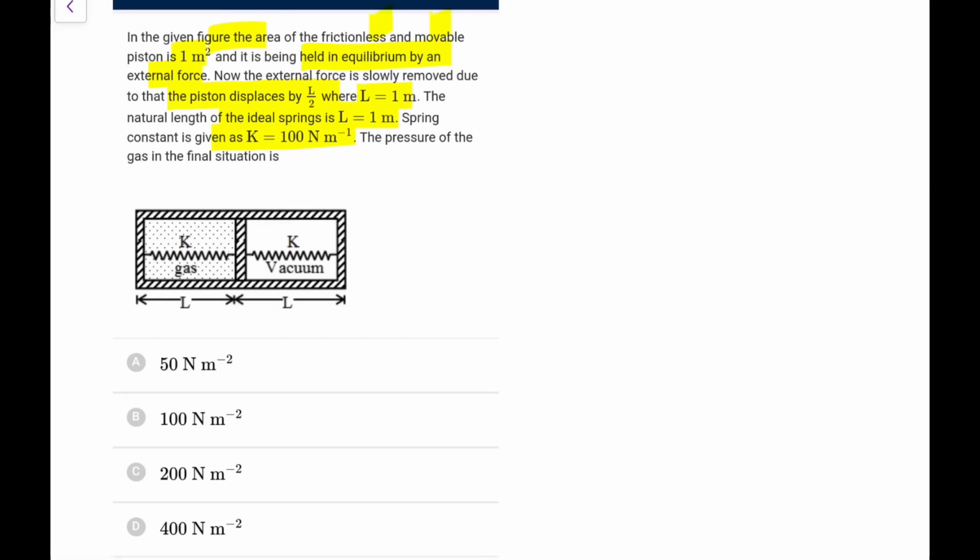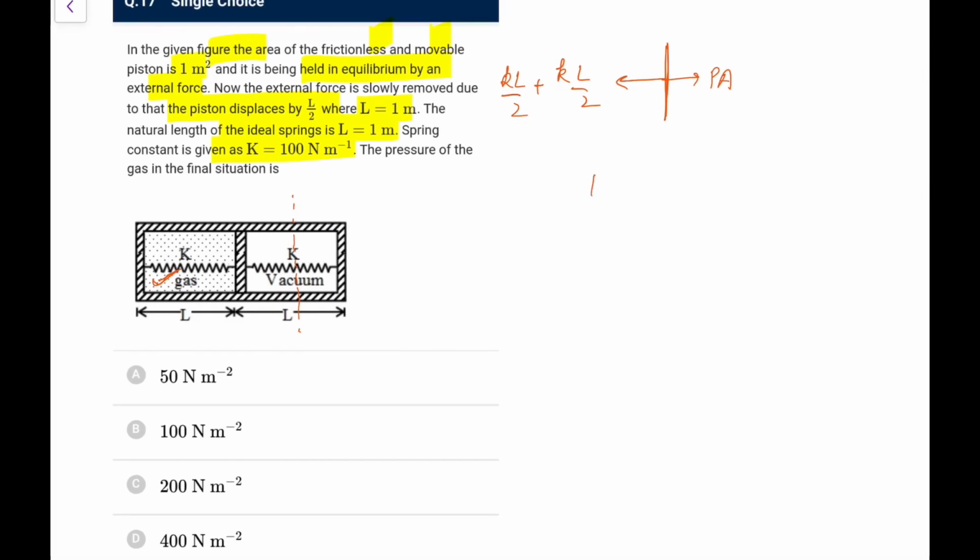So it is a frictionless, movable piston held in equilibrium, the external force is slowly removed, and the piston displaces by L by 2. Definitely it will come down here. Spring constant is this, the pressure of the gas in the final situation will be? So in the final situation, if I take this piston, the first spring, the gas one, is extended, so it will exert a force KL by 2 here, and this is compressed, so this will also exert a force KL by 2, and this should be balanced by P into A, because that is how it will be. So I am doing simple force balancing.